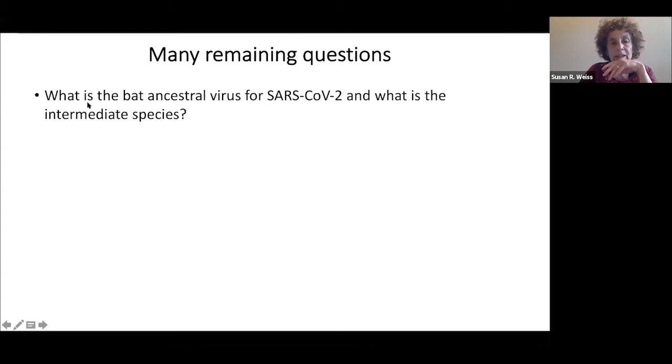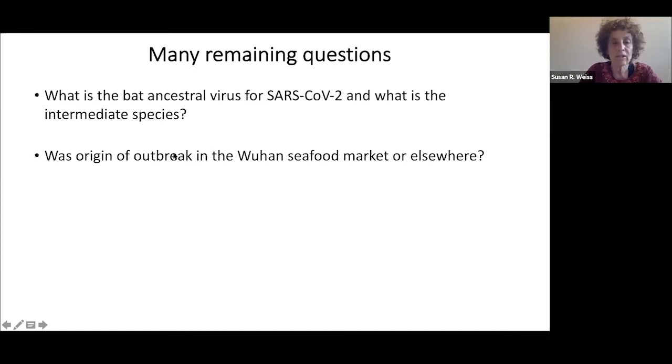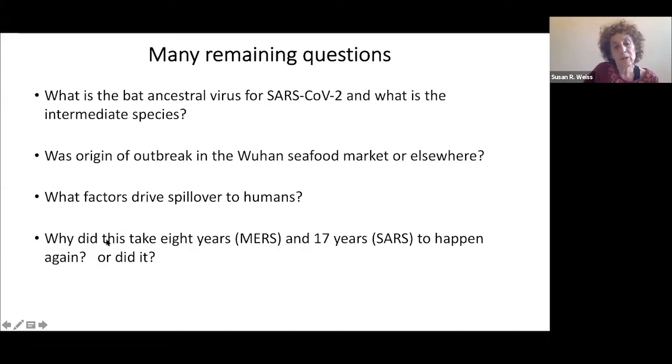So there are many questions remaining. What is the bat ancestral virus for SARS-CoV-2, and what is the intermediate species? And was the origin of the outbreak, which is another question that's been speculated a lot now, in the Wuhan seafood market or elsewhere? What factors drive spillover into humans? Is it just proximity to animals, to bats or other intermediate animals? And why did it take 8 years for MERS and 17 years for SARS-CoV-2 to happen again? Or really did it? Were there other spillovers into humans that may not have caused such pathogenic diseases, so that we really didn't notice them? I think that could be quite likely. And this could happen again. So we really need to be thinking going forward about what to do about it or how to prepare for it.